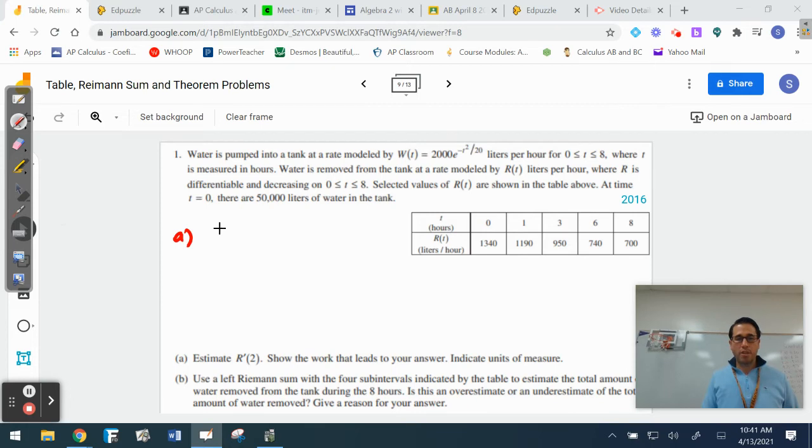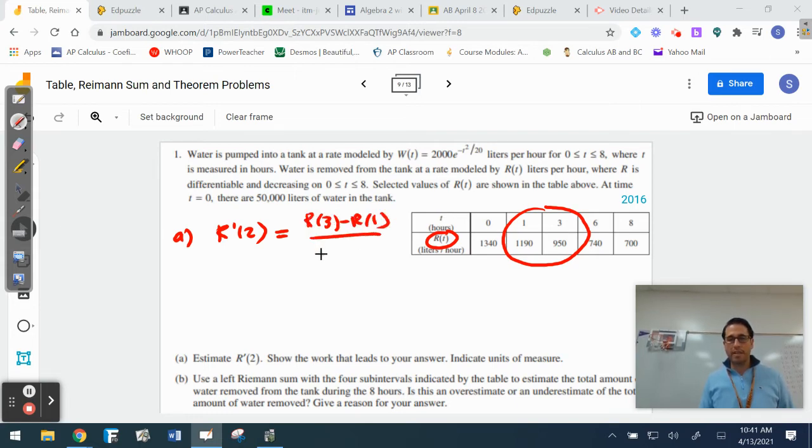All right, part A. What's R prime of 2 and what does it mean? Well, this is R, so R prime of 2. Where's 2? It's between these two guys. So all I would have to do to find R prime of 2 is an average rate of change. That's a derivative, that's a slope. If I do that, it's going to be 950 minus 1190 all over 2. And if you do all that correctly, you get negative 120.